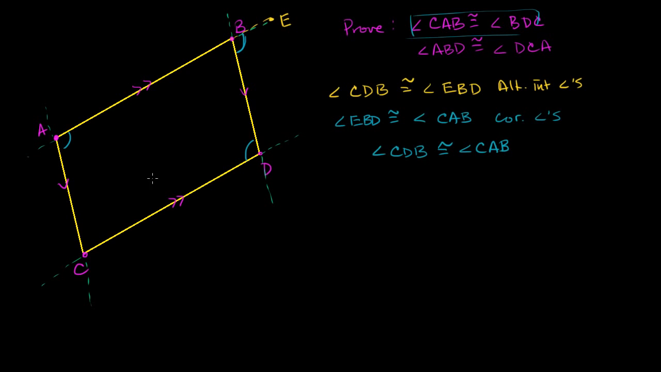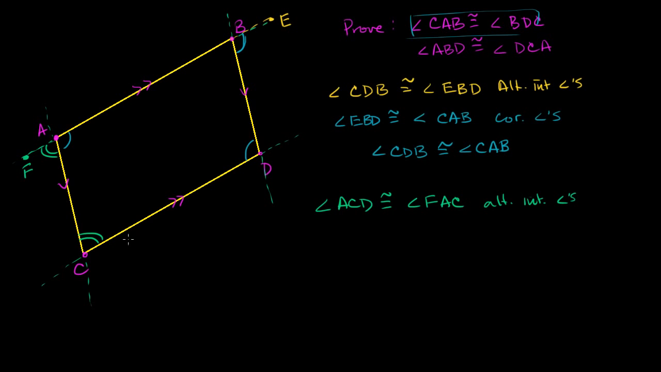And then to prove that these two are congruent, we use the exact same logic. So first of all, we view AC as a transversal of AB and CD. And let me create another point here. Let me call this point F right over here. So we know that angle ACD is going to be congruent to angle FAC, because they are alternate interior angles.